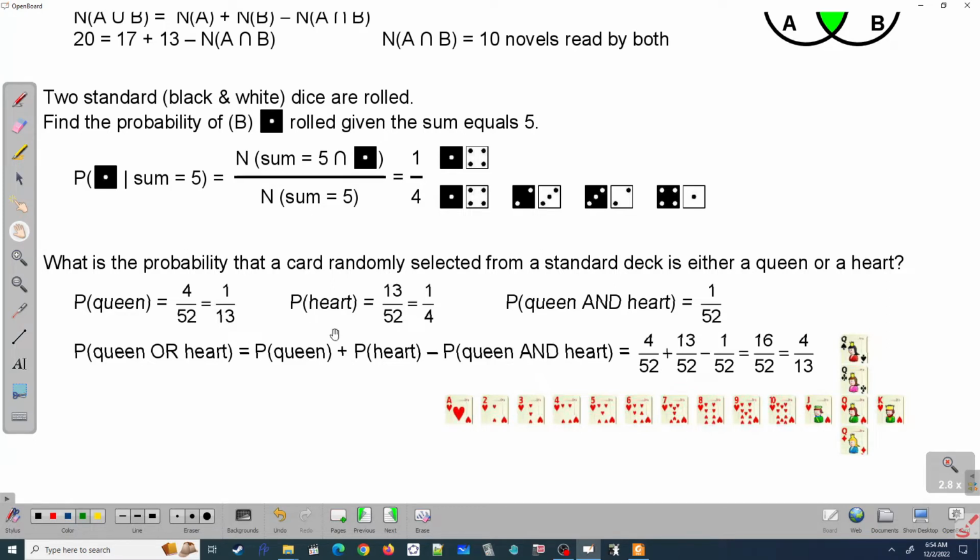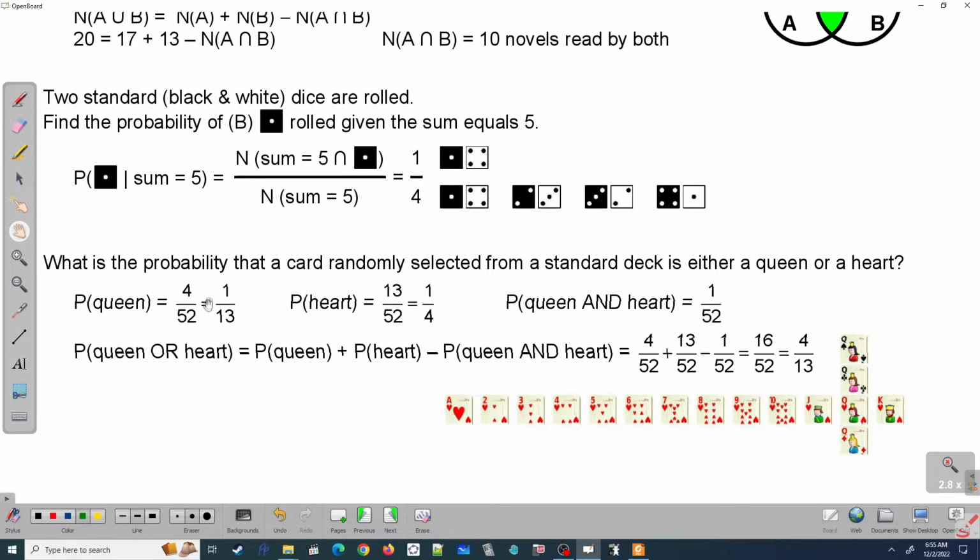Here I have the probability of heart. There's 13 cards, ace through king, or 1/4 of the deck, because there's 4 suits, and it's 1/4 of the suits. And so I would say 4/52 plus 13/52 is 17/52. And yet, when I count, I go 1, 2, 3, 4, 5, 6, 7, 8, 9, 10, 11, 12, 13, 14, 15, 16. I don't get that number.